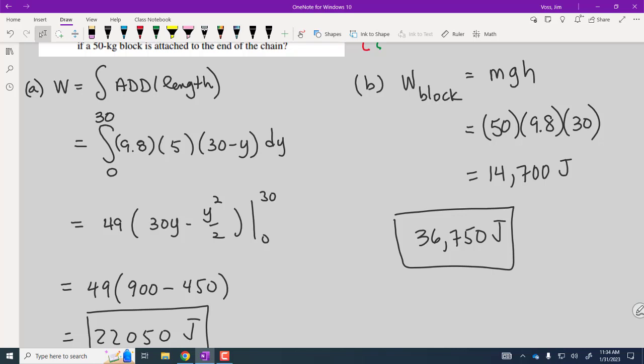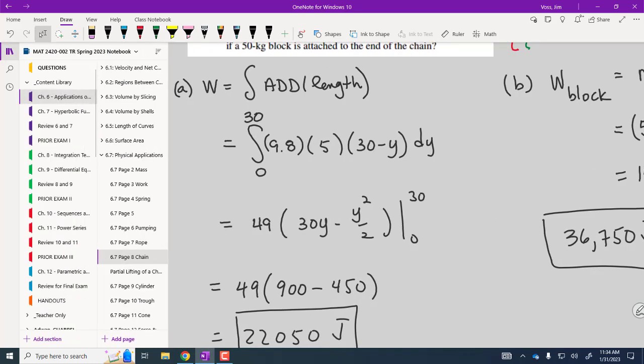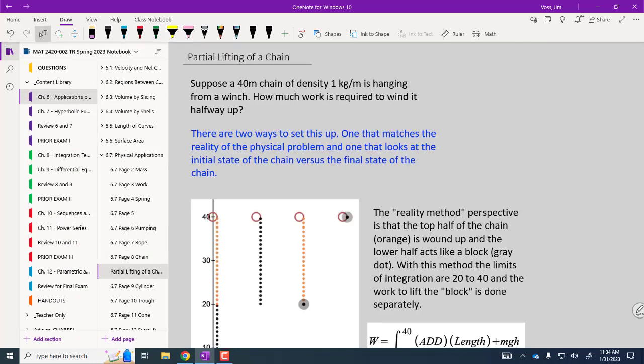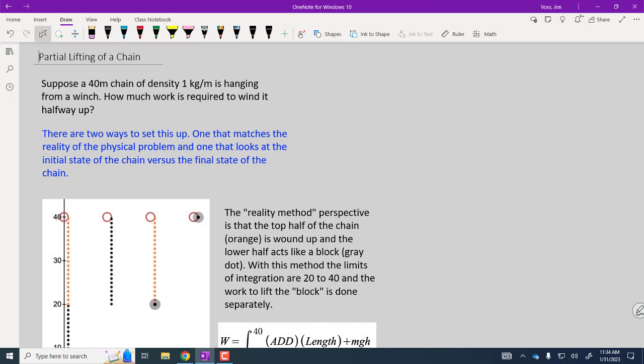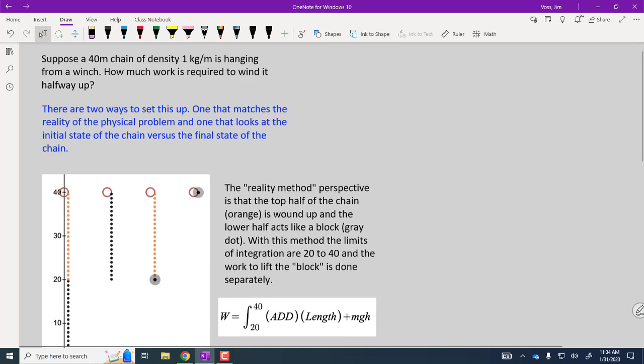Next. This is weird. I think we're to the weird piece. Okay. Here's something weird. All the things we've been doing so far with the ropes and chains, the entire rope or the entire chain has been lifted to whatever the top is, onto the winch or onto the edge of a cliff. So let's suppose we have a 40-meter chain, density, let's just make it 1 kg per meter. It's hanging from a winch. How much work is required to wind it halfway up?